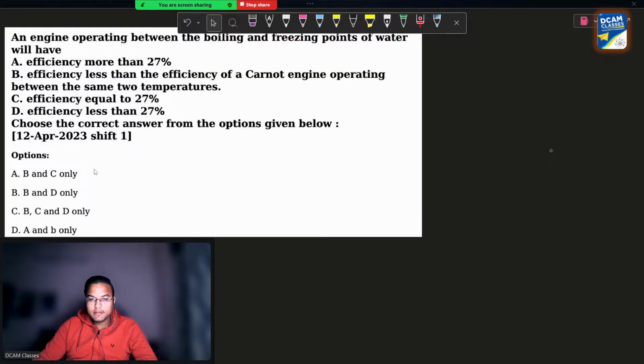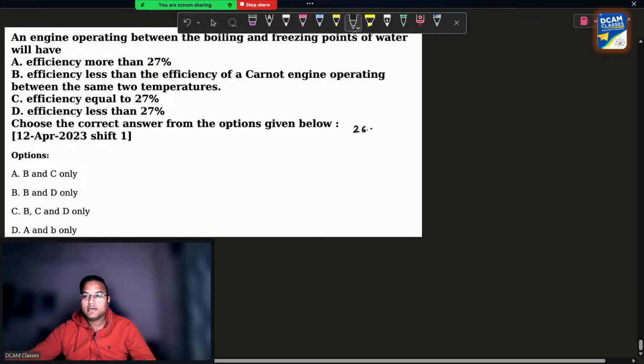I'm getting B. Efficiency is equal to 0.268, so percentage will be 26.8%. What are you getting? 26.8%. If you approximate it, it will be 27, na?